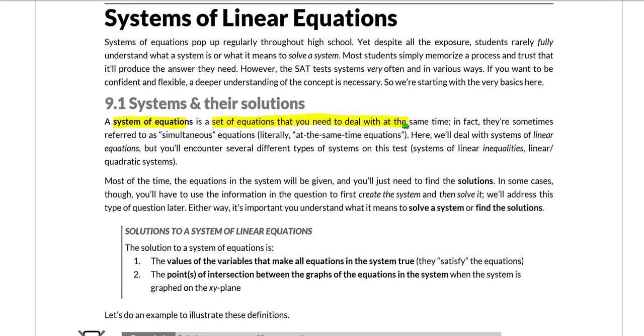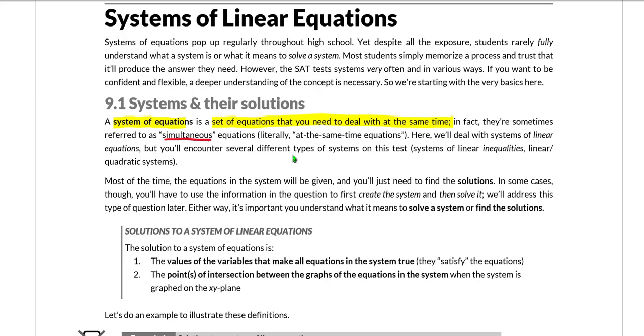I would highlight this. A system of equations is a set of equations that you need to deal with at the same time. Occasionally, systems of equations will actually be referred to as simultaneous equations, and as you know, simultaneous means at the same time. So a system of equations or simultaneous equations are at the same time equations. We are in section 9 here going to deal solely with linear systems.